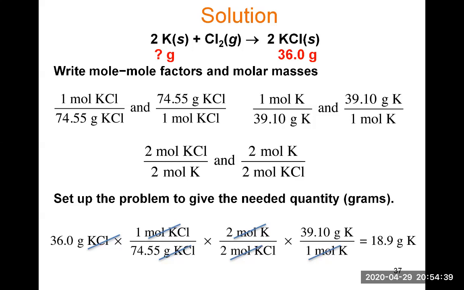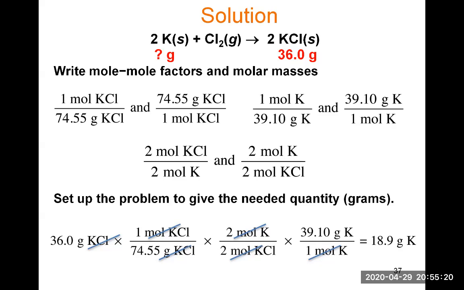So in the calculator, you do 36.0. We'll multiply the numerators together first. So times, the 1 is not needed, times 2, and times 39.10, divided by 74.55, and divided again by 2, equals, and you should have 18.88128 as the calculator answer.